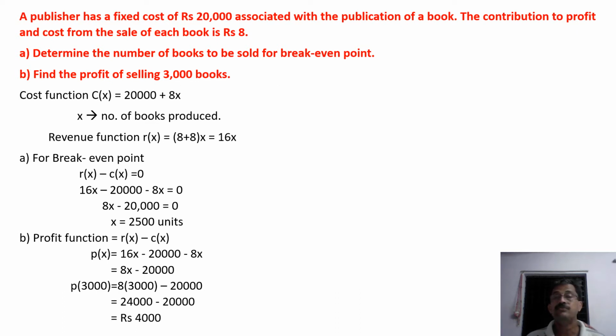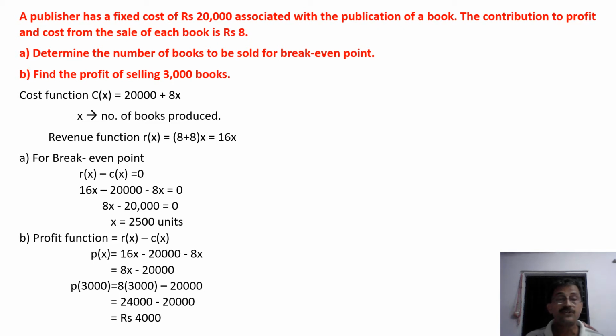So cost function is 20,000 plus 8x. Now what is revenue? See, they said contribution to profit and cost for the sale of each book is 8. So 8 plus 8 into x. So 16x is the revenue function. For break even point, total revenue must be equal to total cost. So we get x is equal to 2500. So if we sell 2500 books, then the publisher gets no loss.